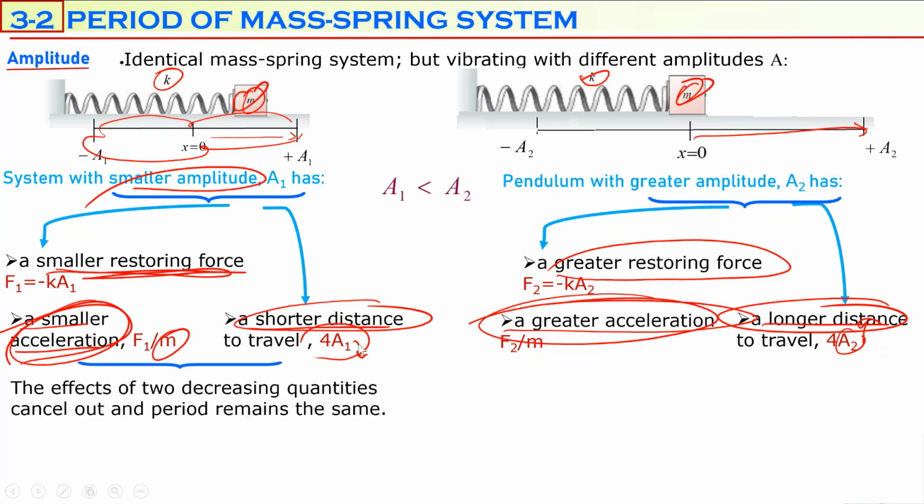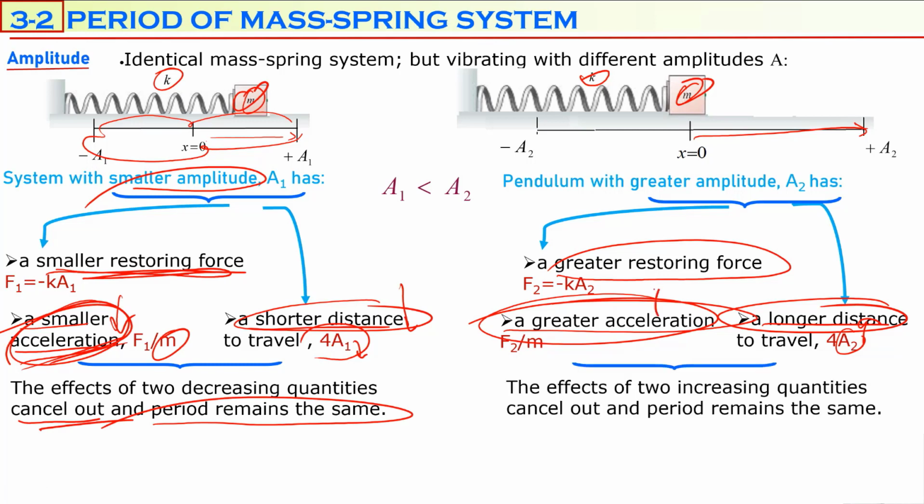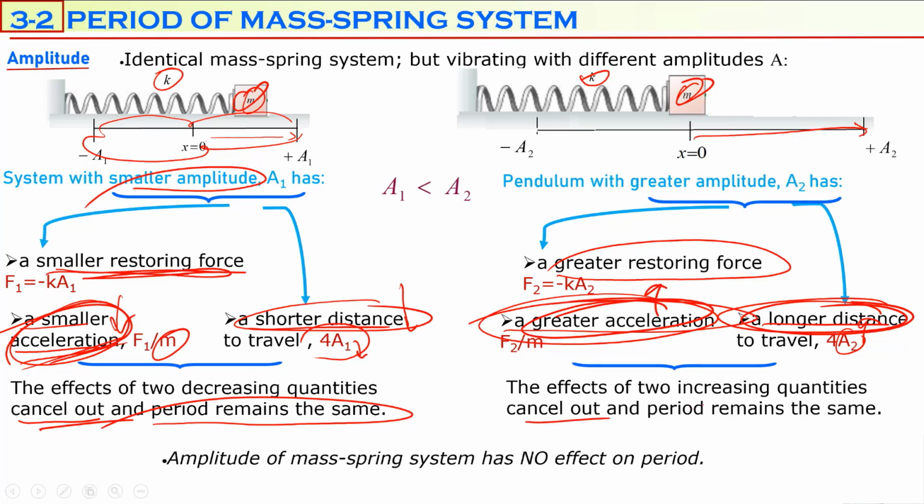What does it mean? The effect of two decreasing quantities, smaller acceleration and shorter distance, cancel out, and the period remains the same. Or the effect of two increasing quantities again cancel out, and the period again remains the same. Then we can say that the amplitude of the mass spring system has no effect on the period of the vibrating mass spring system.